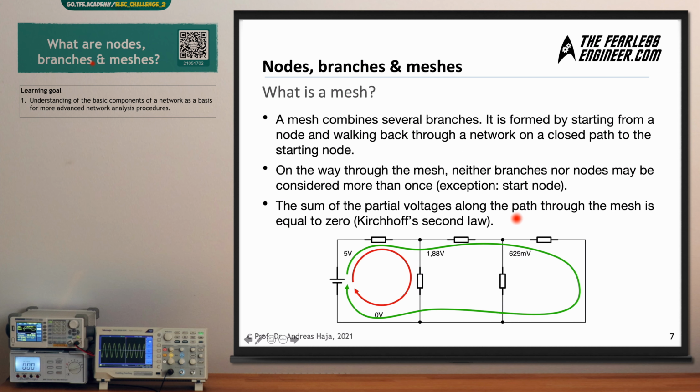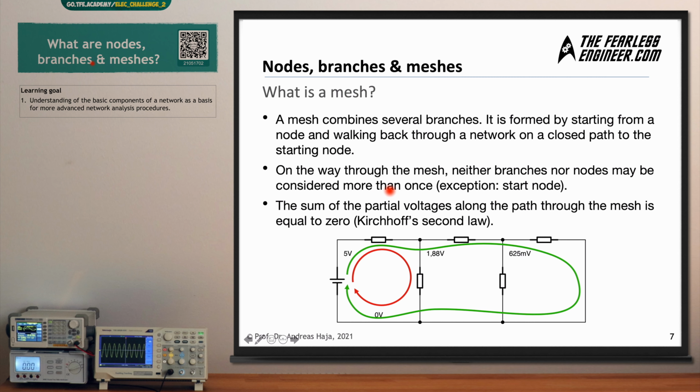Now let's talk about the third component in detail, which is called a mesh. A mesh combines several branches to each other, and we can form it by starting at a certain node, for example this one here, following the green path and walking back through the network on a closed path back to the point where we started from. It doesn't have to be a node. We can start somewhere in between 2 components in a branch. It doesn't matter as long as we do not traverse through one part of the network 2 times, and as long as we come back to the point where we started from. On the way through the mesh, neither branches nor nodes may be considered more than once. The exception is, of course, the starting node where we start from.